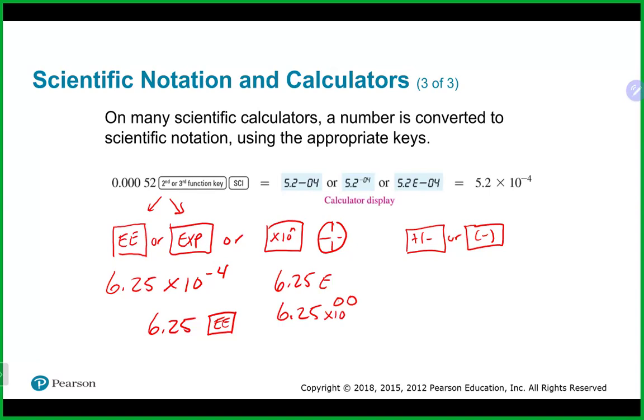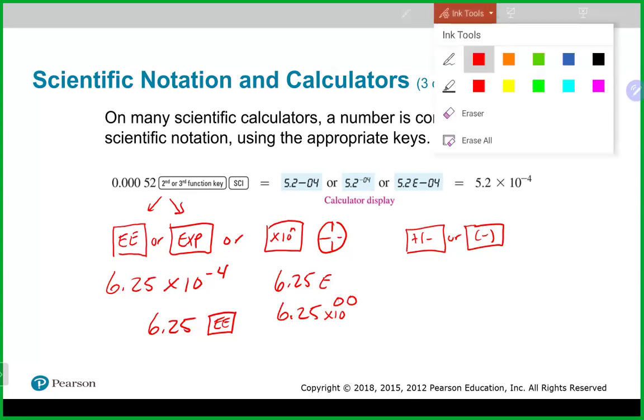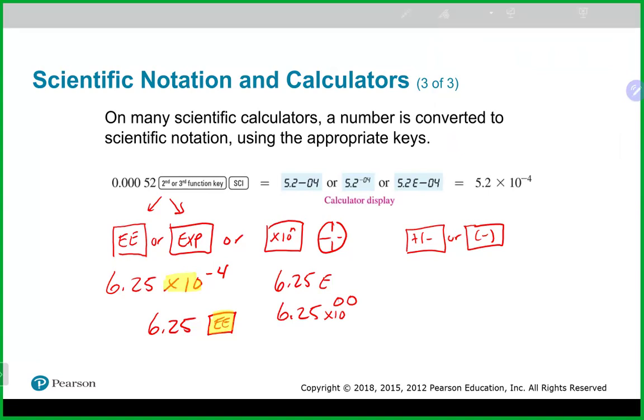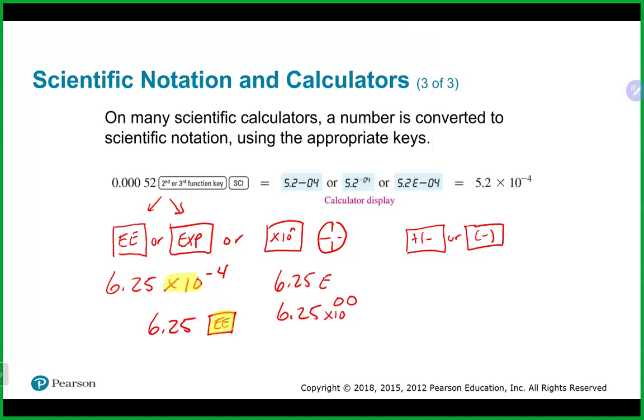When you hit the exponent button, that button represents the times 10 part of the number. So you do not need to hit the multiplication button. You do not need to hit any other button there. If you are hitting the multiplication button while you're trying to type a number in scientific notation into your calculator, you are doing it wrong and you will probably get the wrong answer.